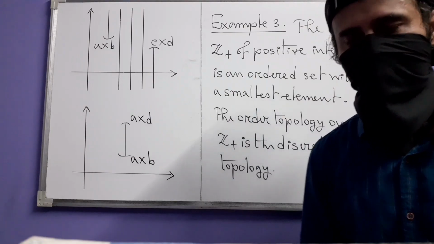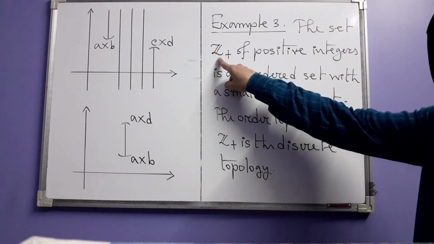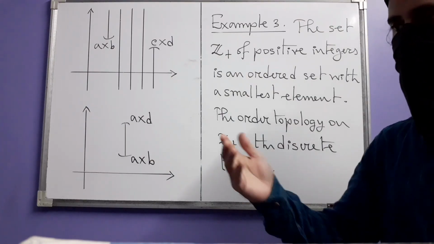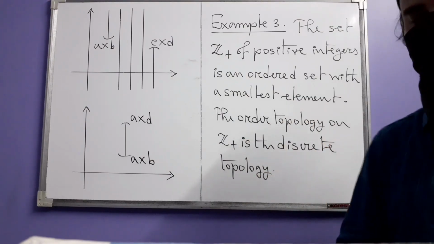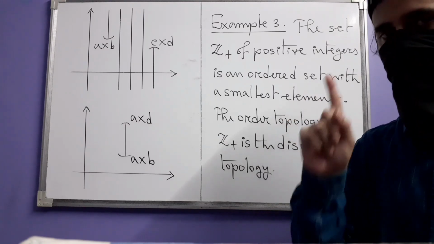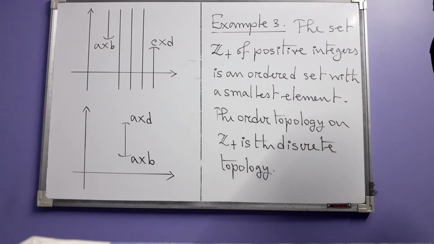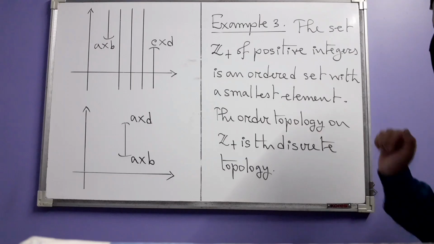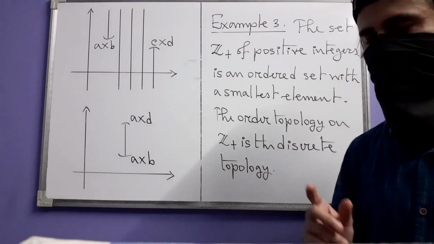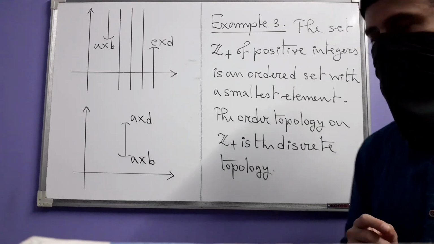Next we have example 3 in which we consider the set Z plus of all positive integers with the usual order where 1 is less than 2, 2 is less than 3, and so on. And this time this ordered set has a smallest element 1. Now it turns out that the order topology on this set is actually the discrete topology. That means every set is open.